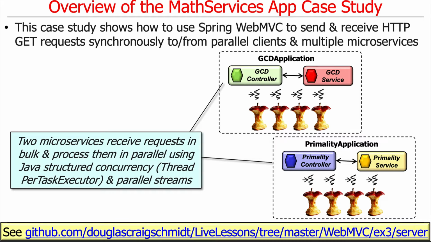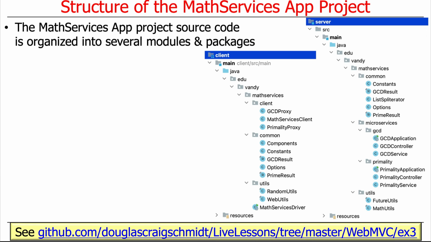The two microservices are going to receive these requests in bulk. That is, we're going to send a big chunk of integers over for different kinds of processing, either the greatest common divisor, or GCD, processing or the prime checking processing. And they're going to be processed in parallel again using either Java structured concurrency via the thread per task executor model or the parallel streams model. So once again, lots of different variations here to see, compare and contrast in a Rosetta Stone-like way how these things work.